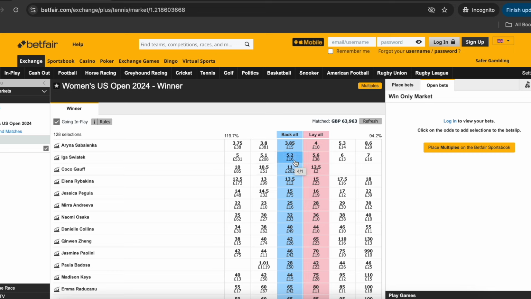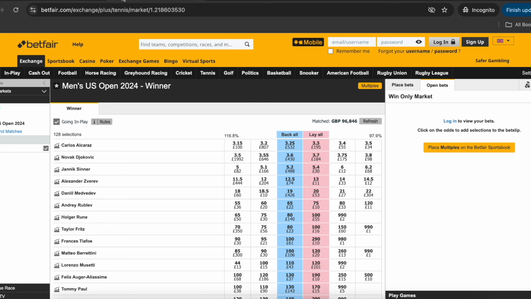For my category 3 players, which is 1.5 points split over 2 players. In this case, it can be 2 or 3, but I'm going for 2 players. I'm going for Goff at 11. And then over in the men's, I'm going for Zverev, priced at 2.5.